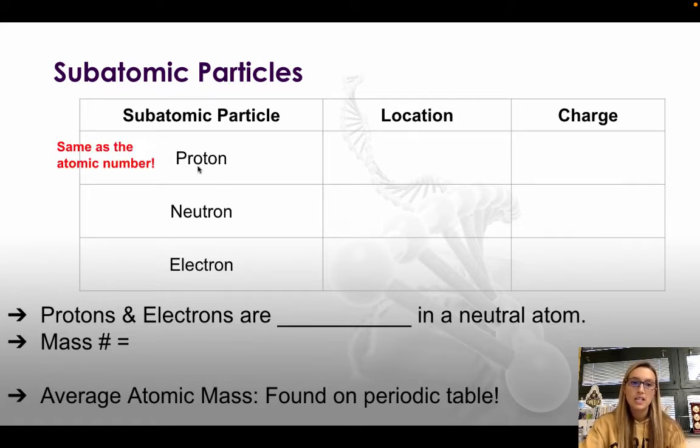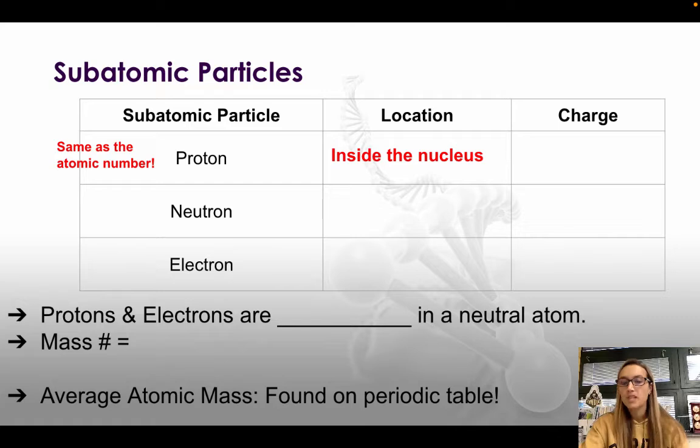Now, let's talk about each one of these subatomic particles. The proton is the same as the atomic number. This atomic number is on the periodic table. We're going to look on the next slide at what the periodic table shows us. But the number of protons is called the atomic number. This is what defines an element. So every element has its own atomic number. Helium's atomic number is 2, therefore it has 2 protons. Carbon's atomic number is 6, so it has 6 protons.